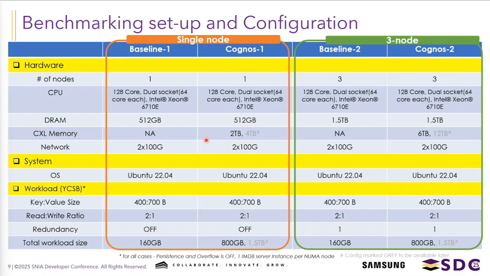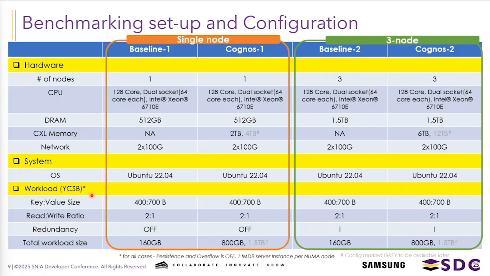And the one you see as Cognos, please read it as Cognos has the CXL memory. So it's basically CXL memory plus Cognos as in software. And here you can see that it has 2 terabytes of CXL memory. So it has 2 CXL devices, 2 CMM-H devices, 1 terabyte each. So that's how it is 2 terabytes. And we used a 200 gig network. Of course, the network was not a problem. We never saw the network getting saturated.